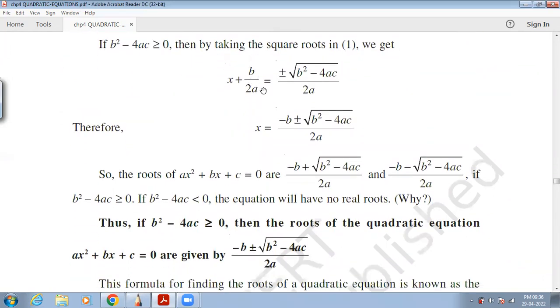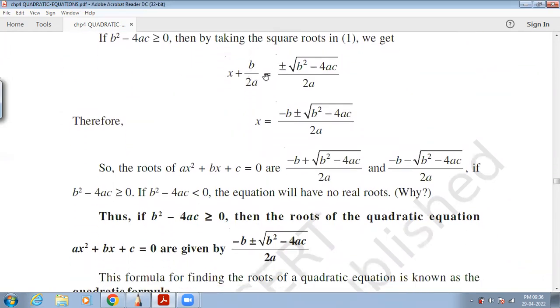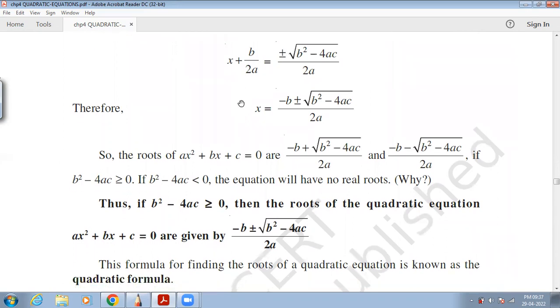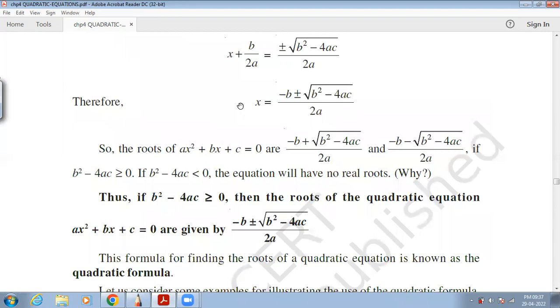See, x plus b by 2a. So it's very easy to understand. By using the concept of completing the squares, they actually came up with this quadratic formula rule. What you need to do is convert the equation into the standard form, and then apply the values to the formula.